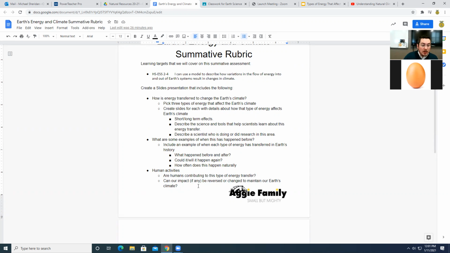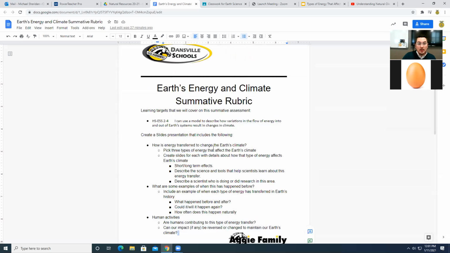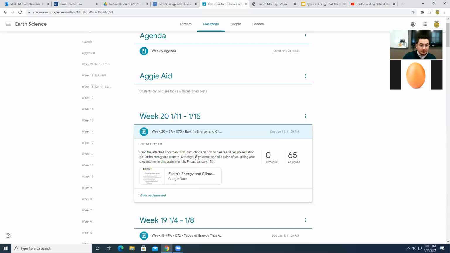So this is your project. This is what I'm looking for. The other part of this, you'll see in the instructions here. So you're going to create a slide deck with all of that information in there. You're going to have 3 of those types of energy that you're going to detail.